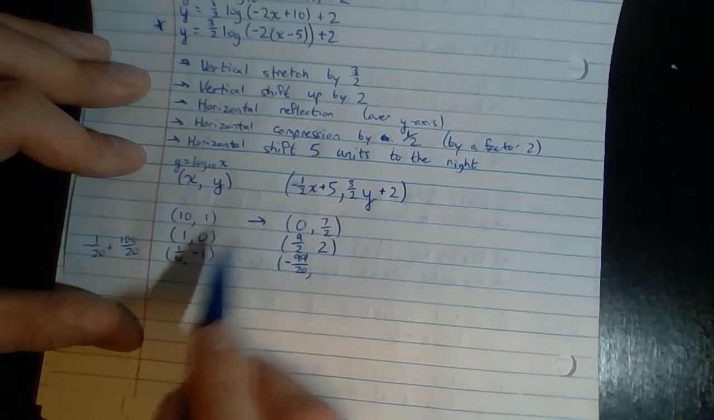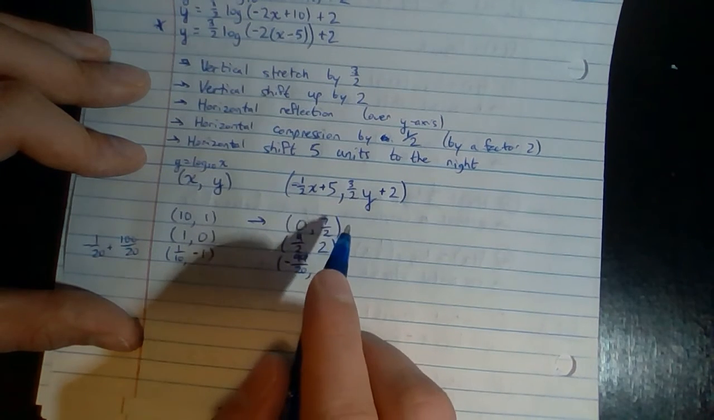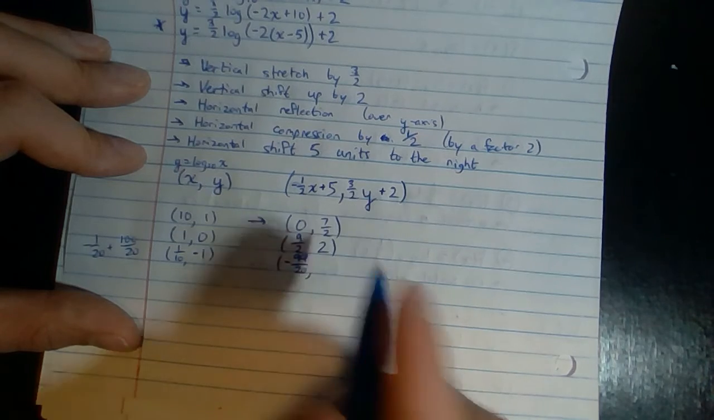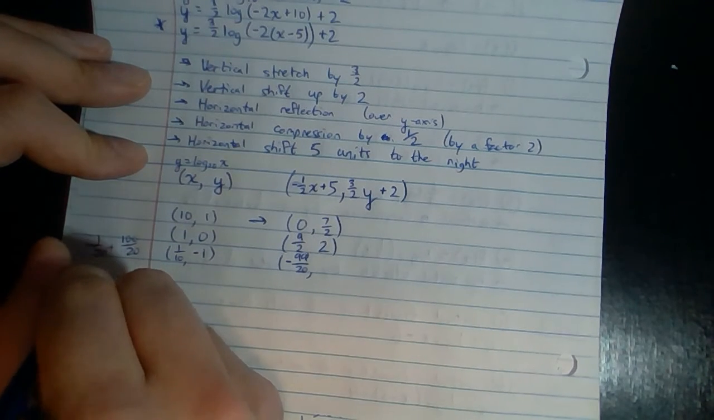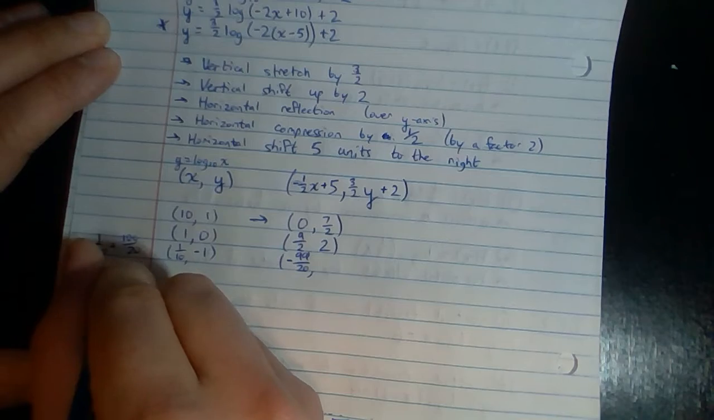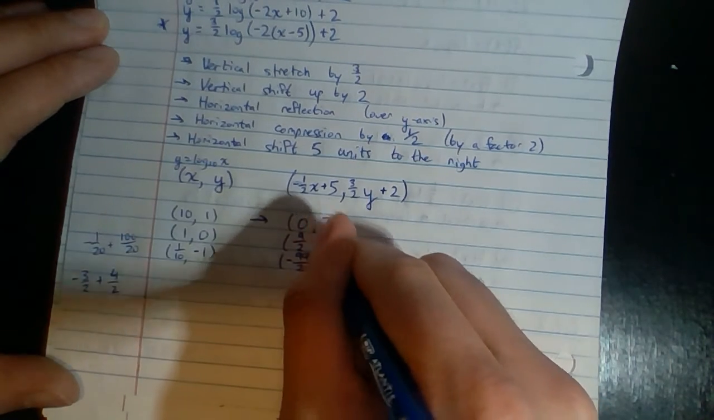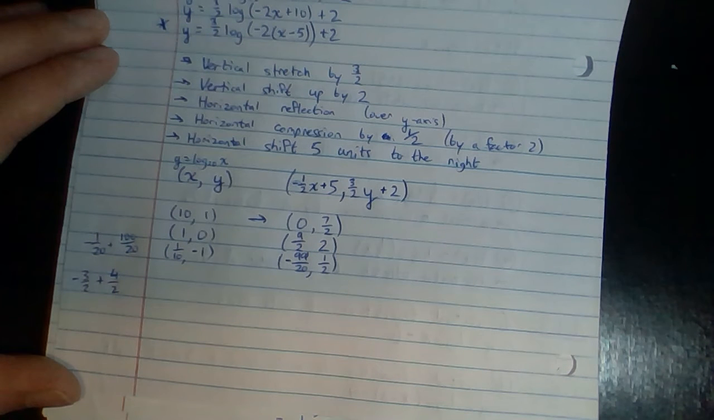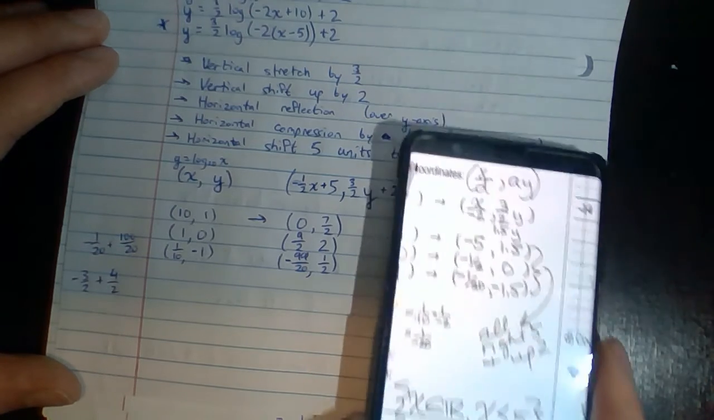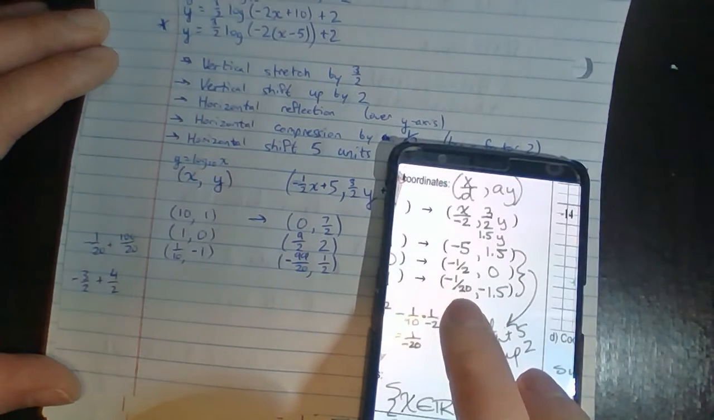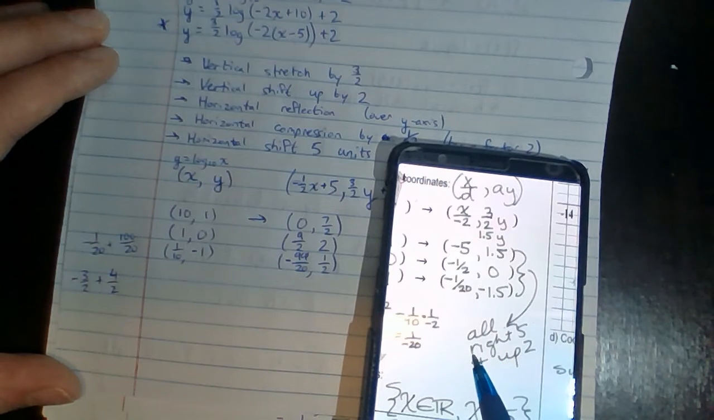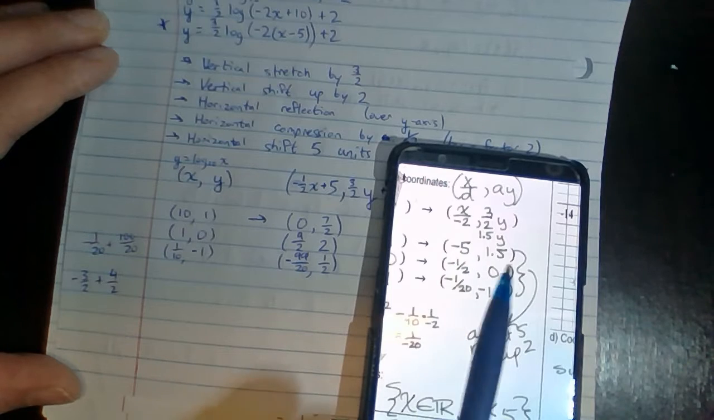Y value, negative 1 times 3 over 2, we get negative 3 over 2. Negative 3 over 2 plus 2, negative 3 over 2 plus 4 over 2, we get 1/2. So if we compare this to our values, these are the values they list in the lesson. They're doing this shift right by 5 and this shift up by 2 after they have these points.